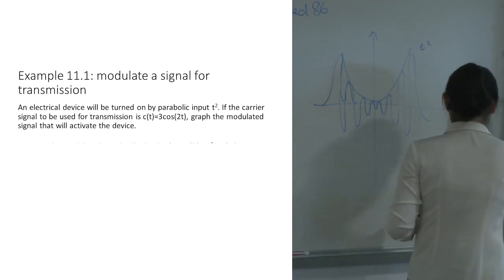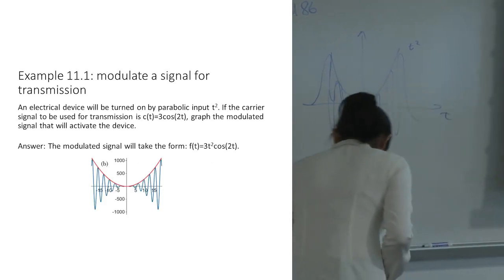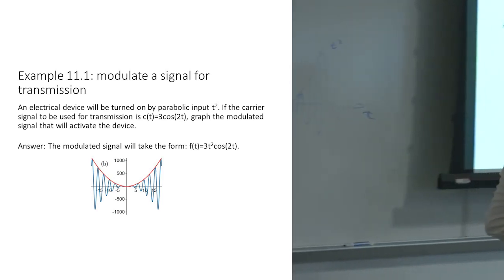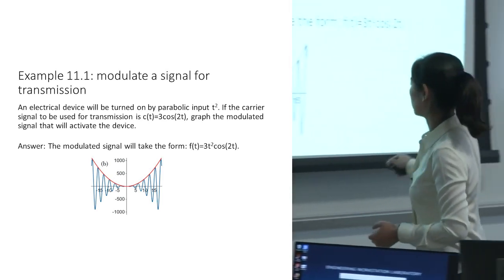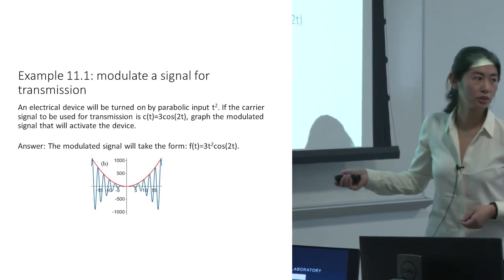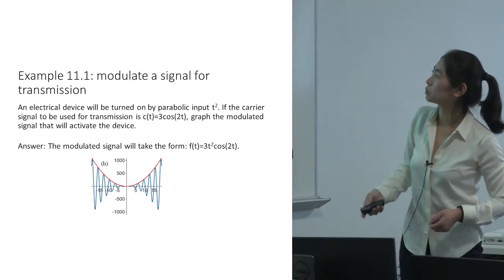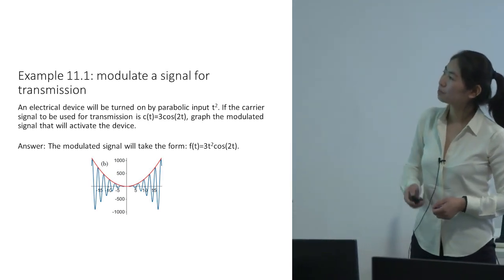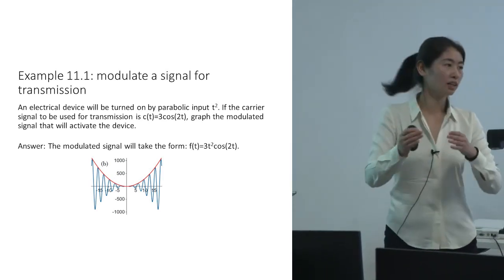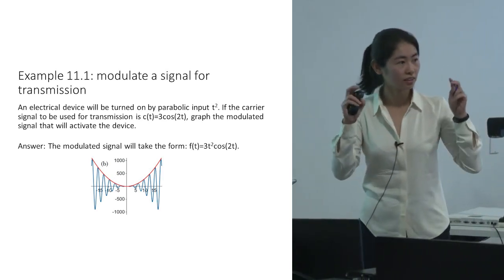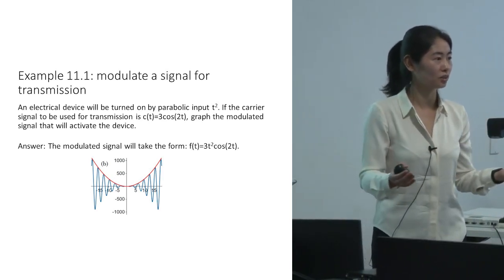So let's see whether we did it correctly. Okay. So you have your original input signal, it's t squared, and you apply your carrier signal, 3 times cosine 2t. And then this is what you end up with, this blue signal. And so when we are transmitting our signal, once we modulate it, we're actually giving another additional character to the signal we're transmitting.